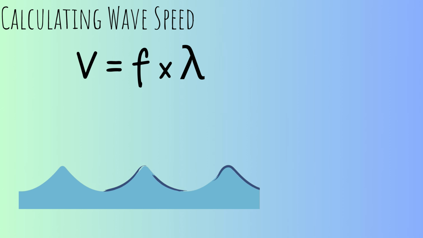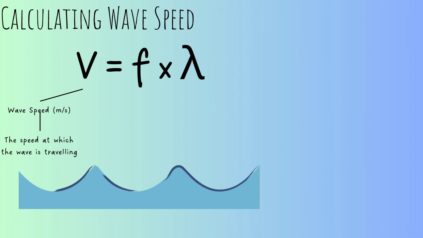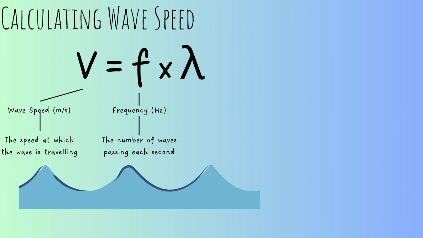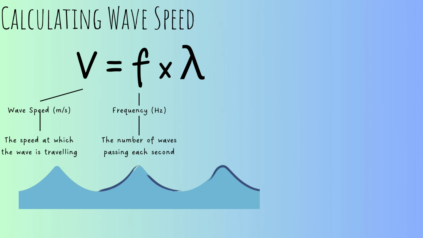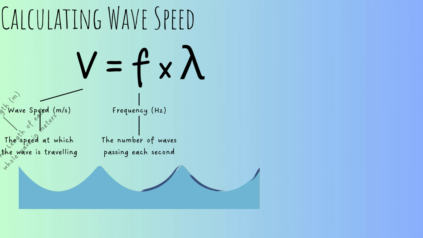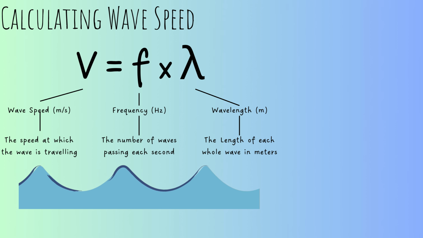It's displayed here as v, which is the wave speed, and it's measured in meters per second. This is the speed at which the wave is traveling. F, which is frequency, is measured in Hertz. This is the number of waves passing by in a single second. And finally, lambda, which is wavelength. This is the length of one complete wave in meters.